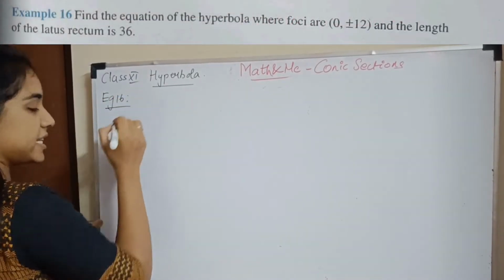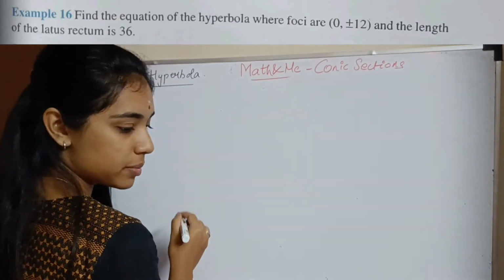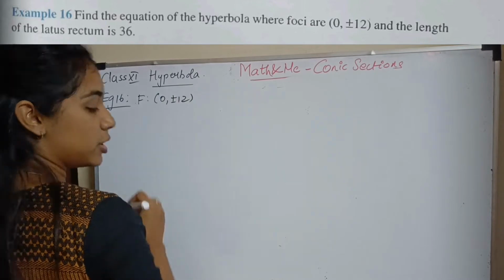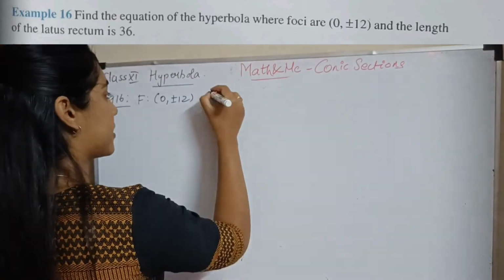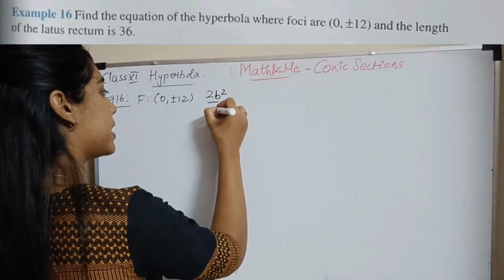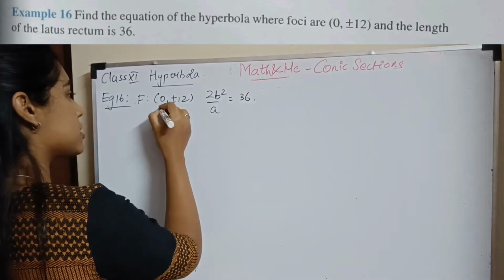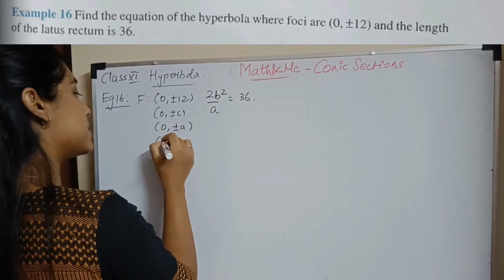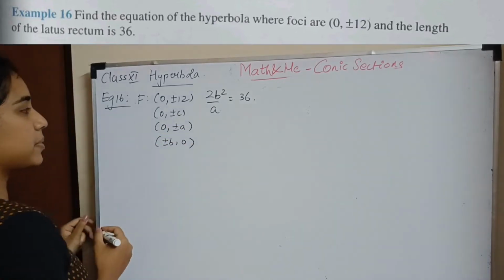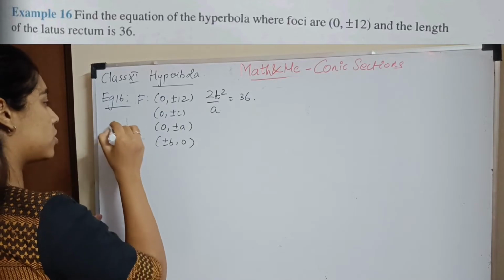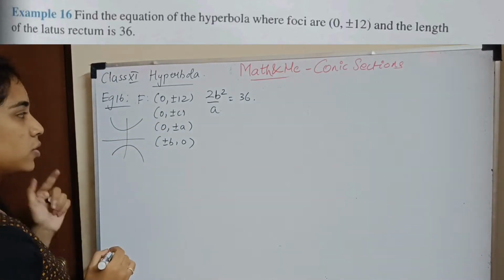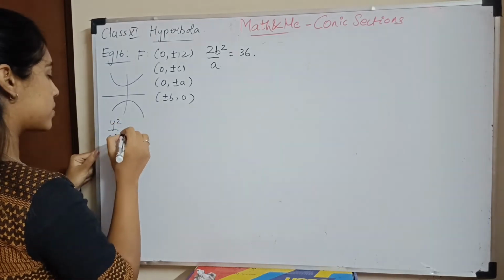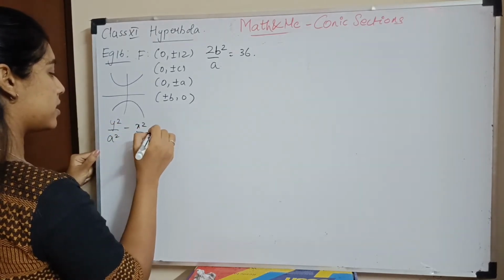Example 16. Find the equation of the hyperbola where foci is 0, plus or minus 12 and the length of the latus rectum, which is 2b square by a, is 36. So foci are 0, plus or minus c, so it's 0, plus or minus a, plus or minus b, 0. So the hyperbola is along the y-axis. This is how your hyperbola looks. What is the equation? It is along the y-axis, so you have y square by a square minus x square by b square equals 1.